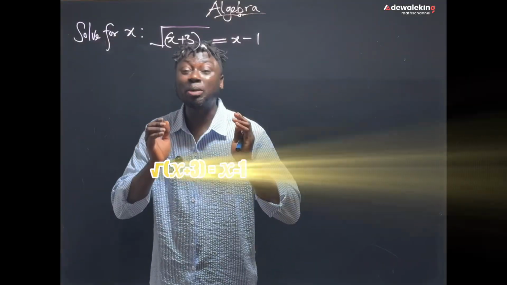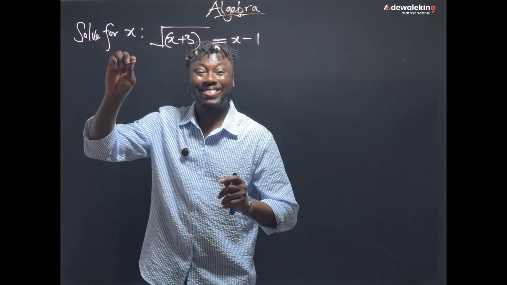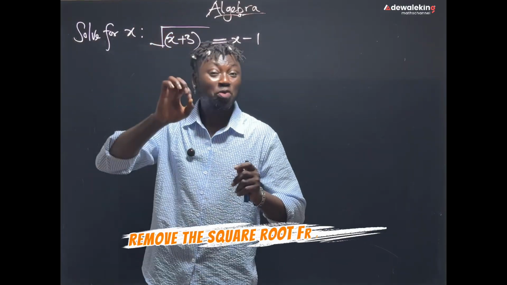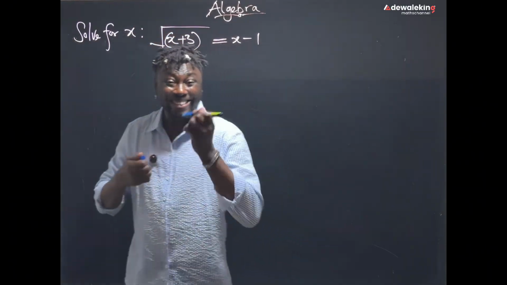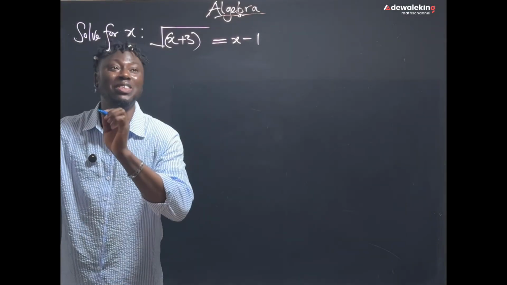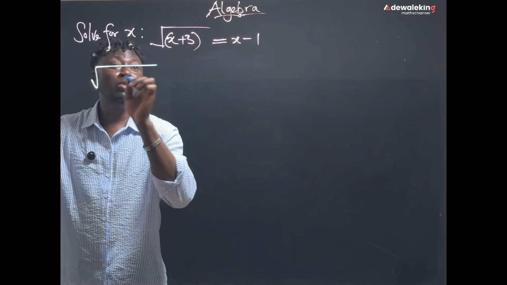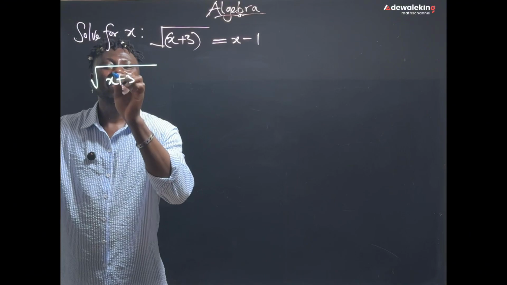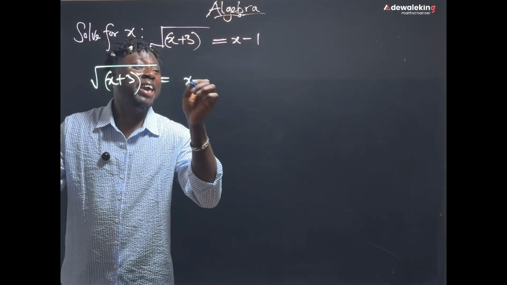So here is the problem. To solve for x, we have to remove the square root from the left-hand side. And this is how to go about it. So we say solution, the square root of x plus 3 is equal to x minus 1.